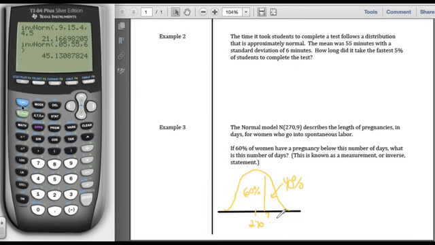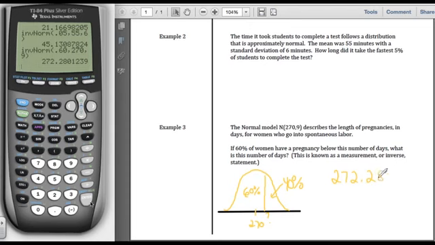So the second vars, inverse norm, 0.60 or 0.6 for our percentile, the left-hand side, 270 for the mean, 9 for the standard deviation, and we get 272.28. 60% of women have pregnancies below 272 days or so.